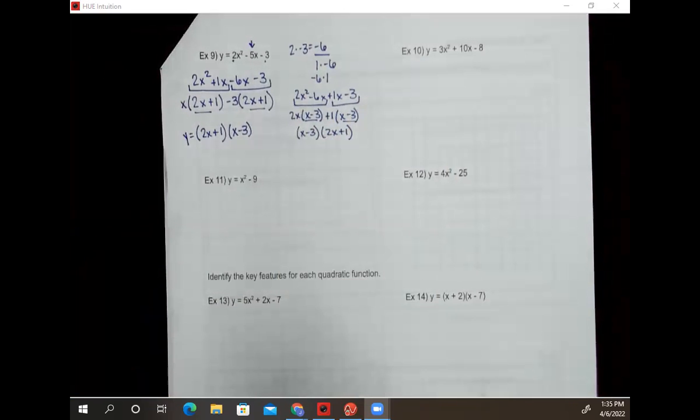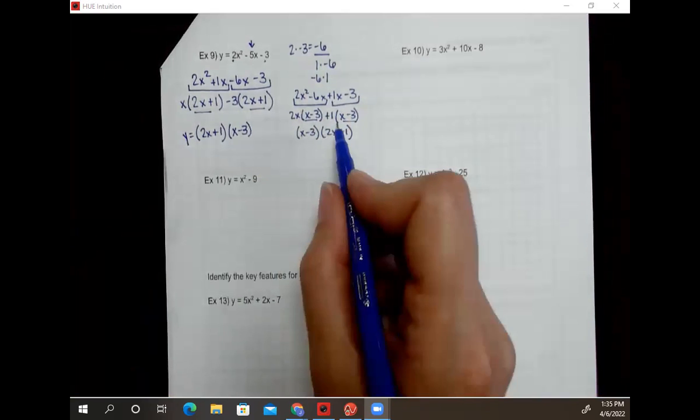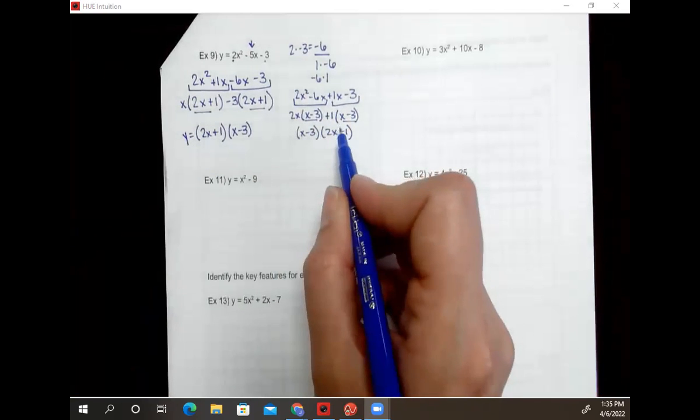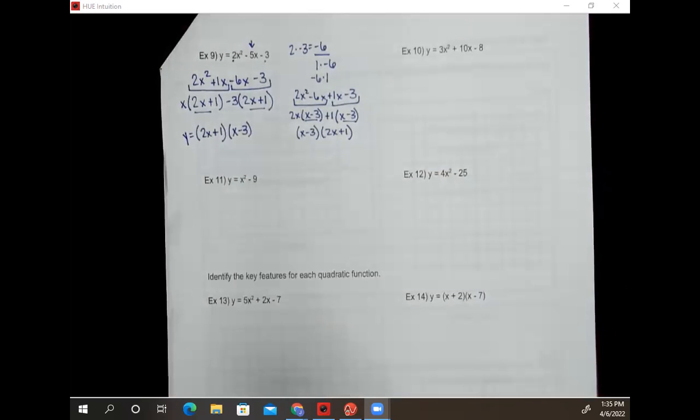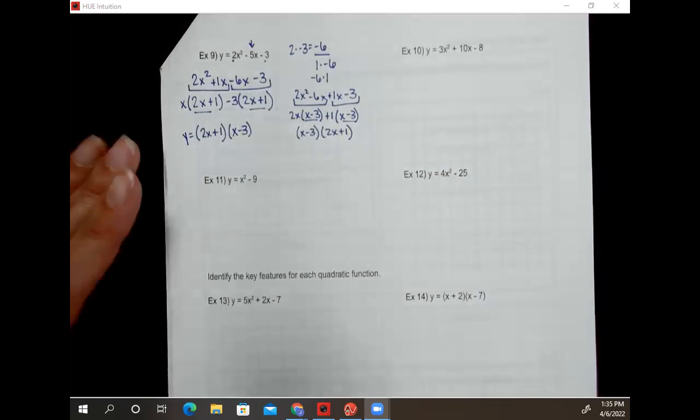Does that make sense? Okay, so if you've swapped those middle numbers, that's okay. You're going to get the same factored form. Question? I am going to stop at 2x plus 1 because the x doesn't have a power on it anymore. Does that make sense? Okay. Questions for me on 9? Okay, let's take a look at 10.